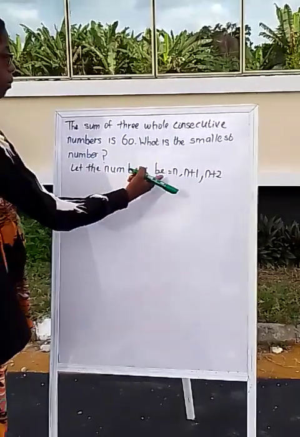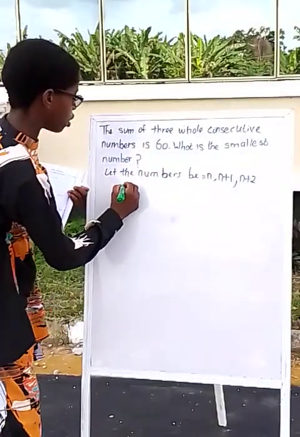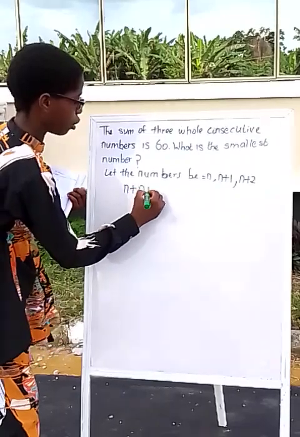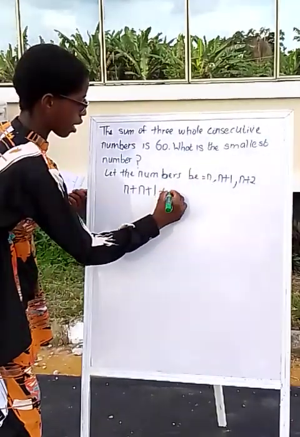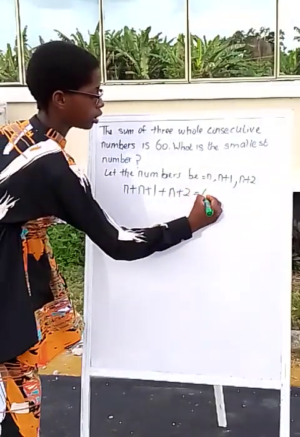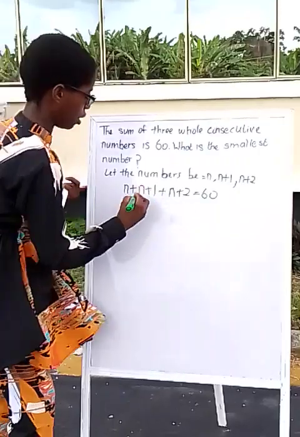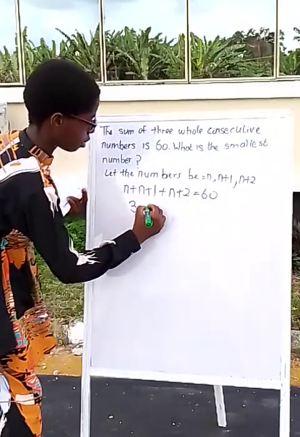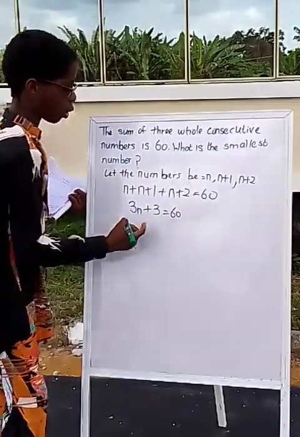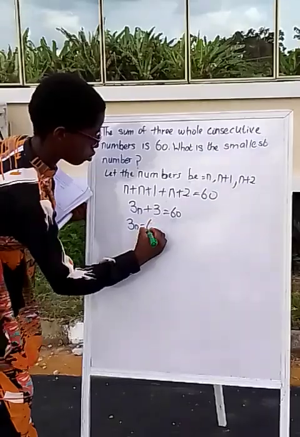So now, since the numbers are n, n plus 1 and n plus 2, and they are equal to 60, this is what we'll do. It would be n plus n plus 1 plus n plus 2 equals 60. Now, n plus n plus 1 plus n plus 2 is 3n plus 3 equals 60. Now we've gotten ourselves an equation.